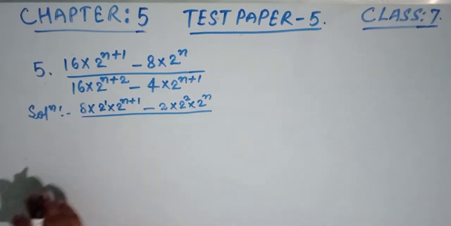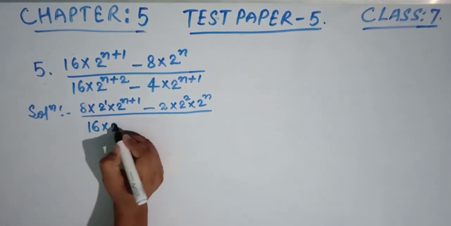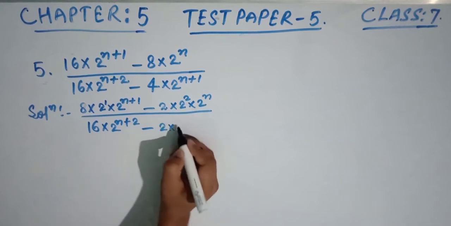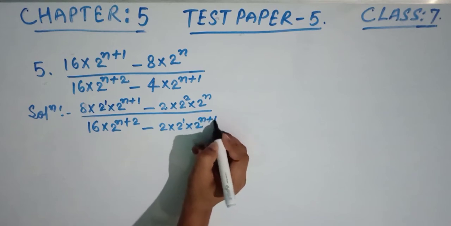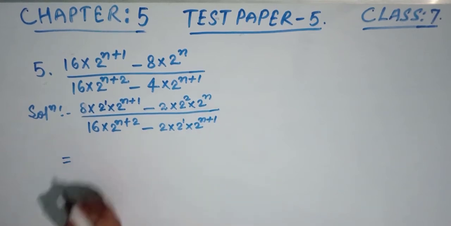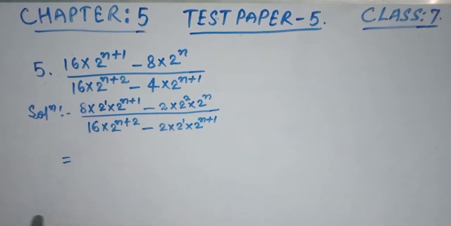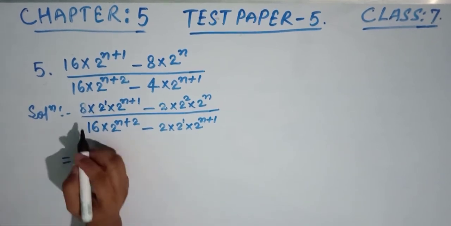Why are we going to write this, friends? Now let me explain. First, 16 as it is. Now write 2 raised to the power n plus 2. Here minus 2 and 2 raised to the power 1 multiplied by 2 raised to the power n plus 1, which is 2 raised to the power 1 plus n plus 1. So see friends, we are going to make the common term 2 raised to the power n plus 2, so that the 2 raised to the power n plus 2 will get cancelled easily and we will approach the question.